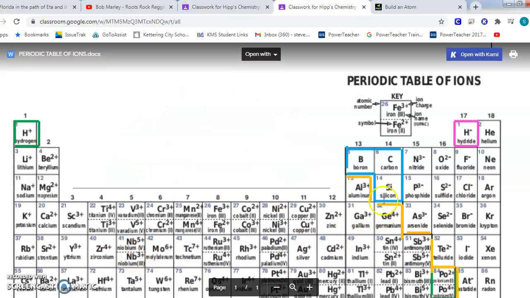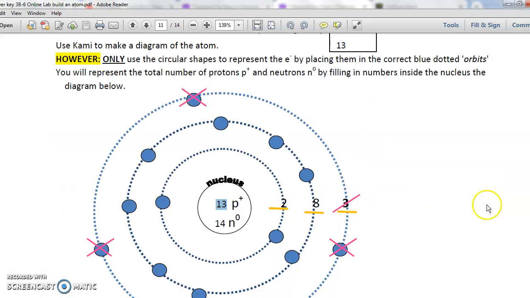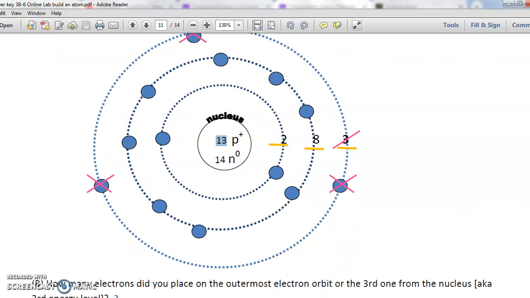And we're sure that's the correct number. If we look on here, there's aluminum right there. Underneath there is the number 13. So aluminum has 13 protons. It starts with 13 electrons. 2 go on the first level. That's the most it can hold. 8 will go on the second level or orbit. That's the most it can hold. Then we'll put 1, 2, 3 on the third level. It has 3 on the third level.